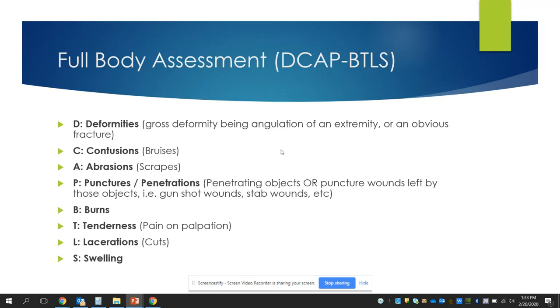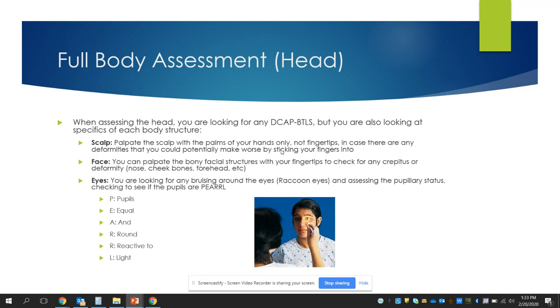We're also looking for some site-specific injuries, okay? So if we're starting at the patient's head here, remember we've already done our primary assessment, so we already did our rapid scan for life-threatening bleeding. We already looked at the patient's circulation, their airway, their breathing.